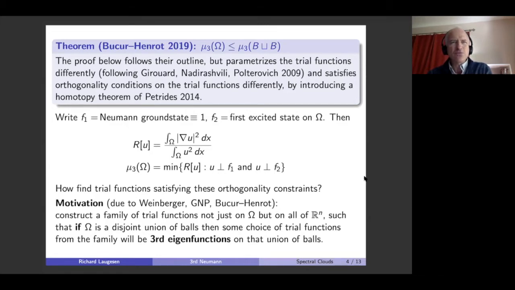Now, we're guided in terms of what these trial functions should be by the fact that if our domain is a disjoint union of two balls, then we have no choice really as to what the trial functions have to be on those balls. The trial functions will have to be eigenfunctions on those balls. So a third eigenfunction for the union of balls. So once you have that in your mind, you realize your family of trial functions should be based upon having two balls, build the correct eigenfunctions on those two balls, and then extend somehow to the rest of space. So start with the two balls and then extend somehow.